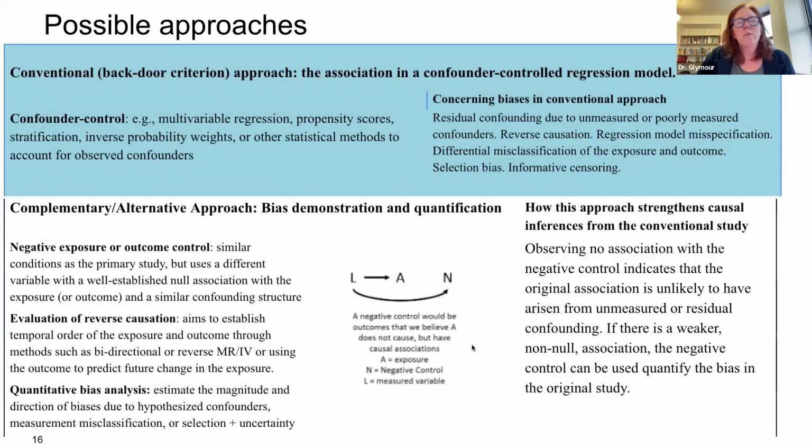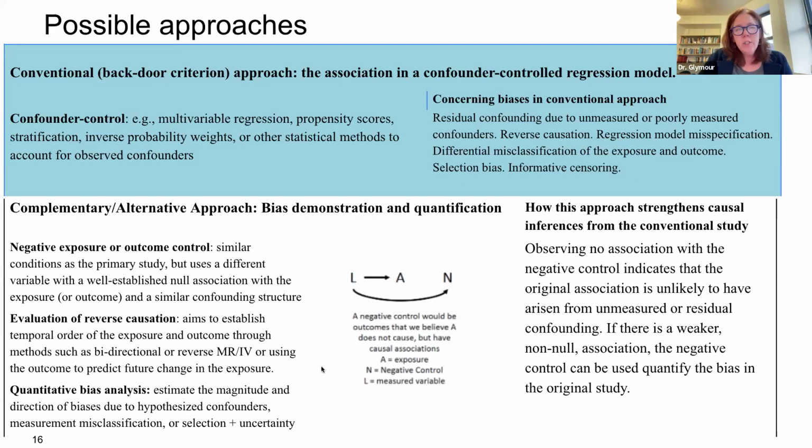Another category of approaches is bias demonstration and quantification. I think these are often quite helpful. Negative control, either exposure or outcome controls. The idea here is that you find a study with similar conditions as the primary study, but use a different variable with a well-established null association, either conceptually, scientifically, or empirically. You know that this exposure has no actual effect. However, it should have a similar confounding structure. And I'll briefly talk about an example we used.